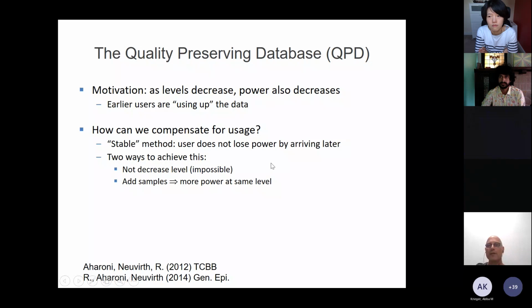And so the question we came up with is, how can we compensate for use and come up with what we call a stable method, which means that I can do some test and get some power today, and I will also be able to do the same test and get the same power in a week, a month, or a year using this shared resource. Okay, so this is what we call stable. I can achieve being stable by not decreasing the level, but I know that I have to decrease levels if I'm going to use alpha-spending or anything else. The other alternative is to increase the data size, and then I get more power at the same level, or the same power at a lower level, which is really what we want in our sequential thinking.